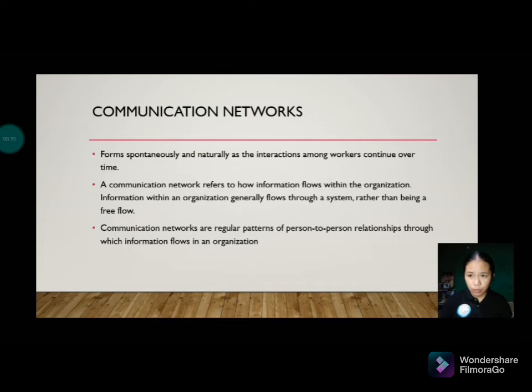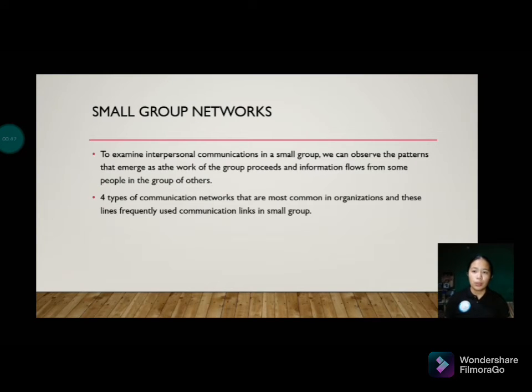Communication networks are regular patterns of person-to-person relationships through which information flows in an organization. By the way, in communication networks, there are two networks: the small group networks and organizational communication networks. In small group networks, we examine interpersonal communications in a small group. We can observe the patterns that emerge as the work of the group proceeds and information flows from some people in the group to others.